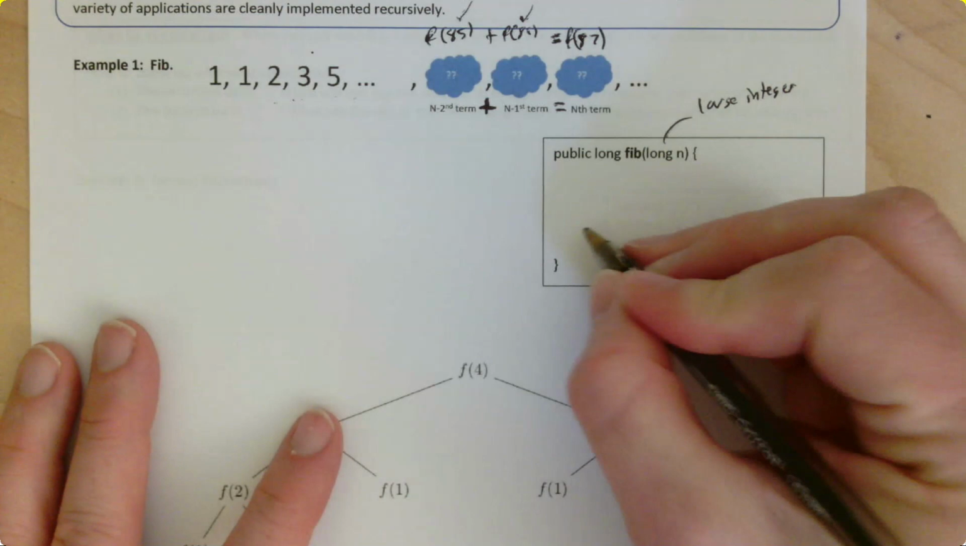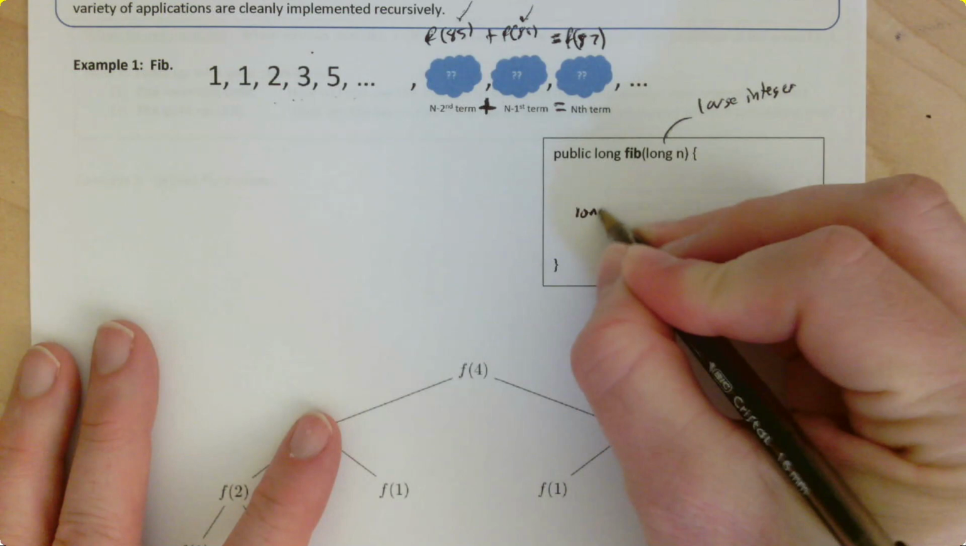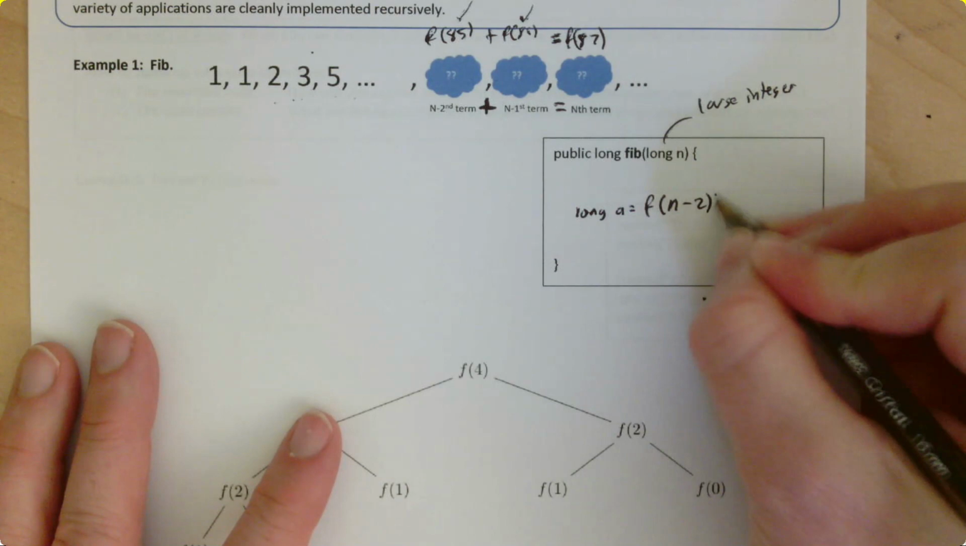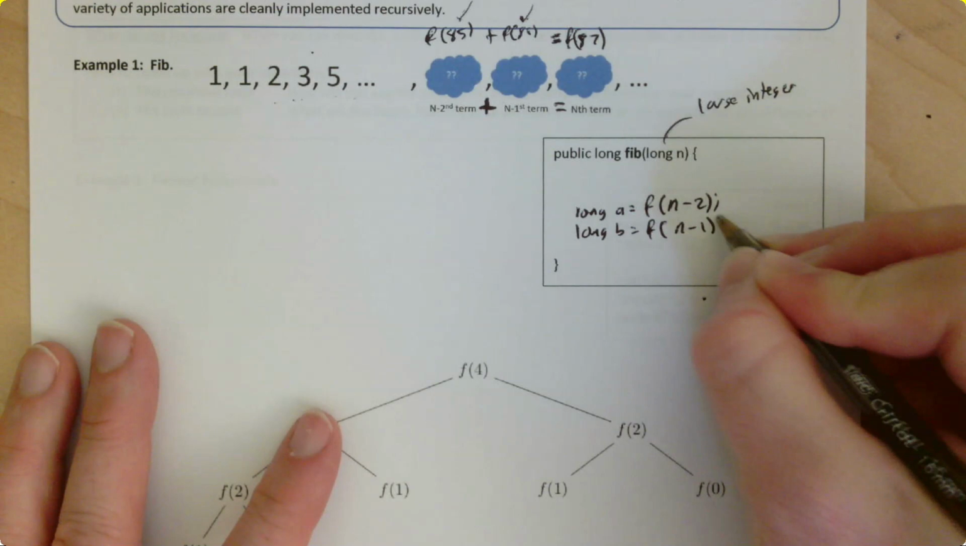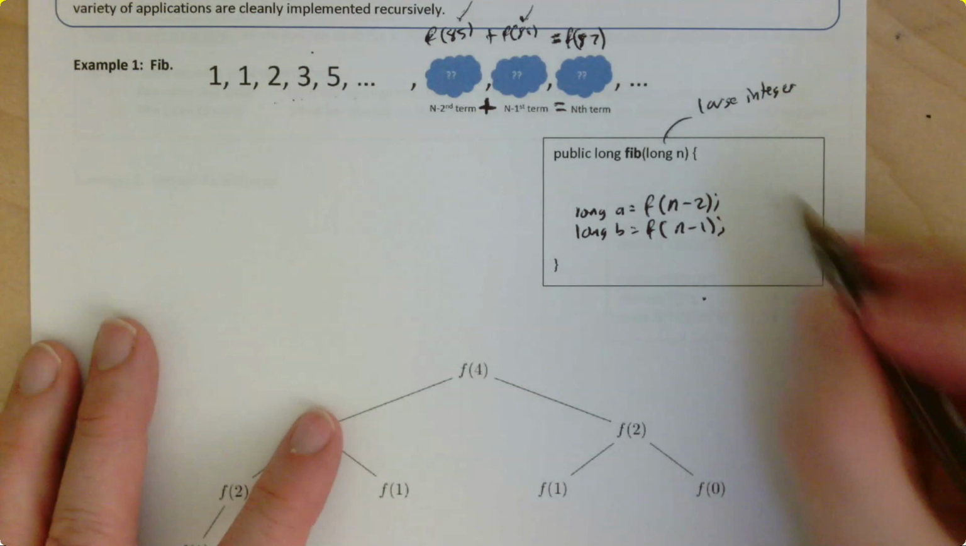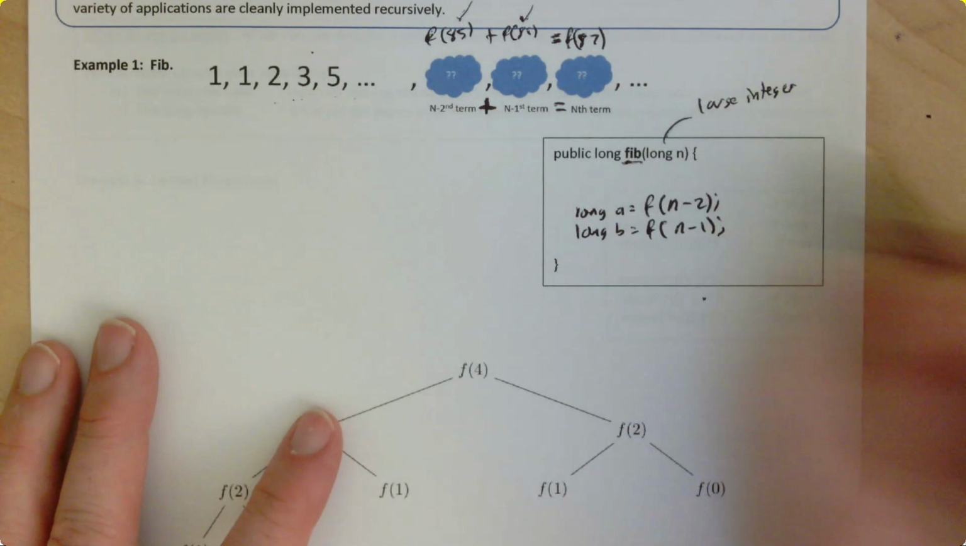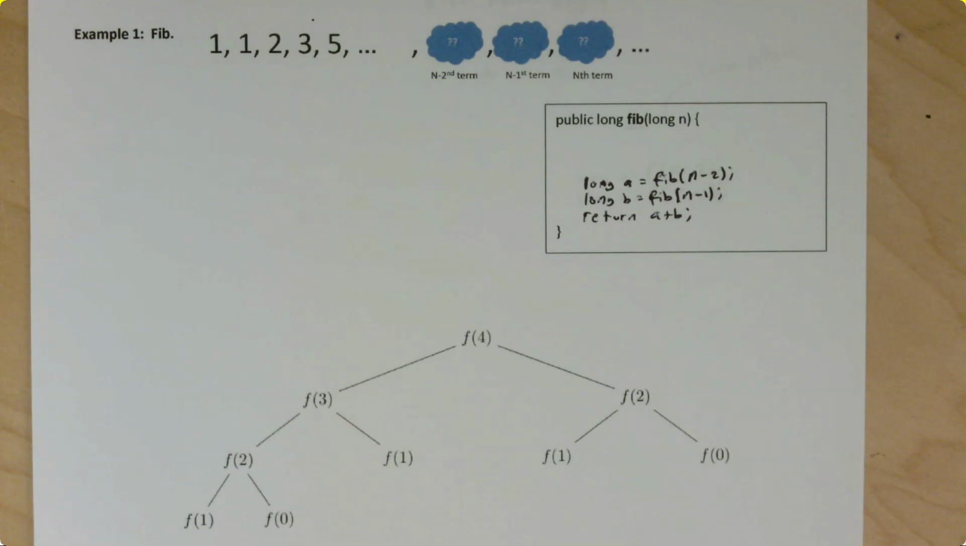Okay, so what did I just say? I just said that the nth Fibonacci number is the n minus second Fibonacci number plus the n minus first Fibonacci number. So I said, let's pretend we can magically get smaller answers to smaller versions of the same problem. The way we're going to magically get our answers is we're going to run our own method. Sorry, I should have written fib here.